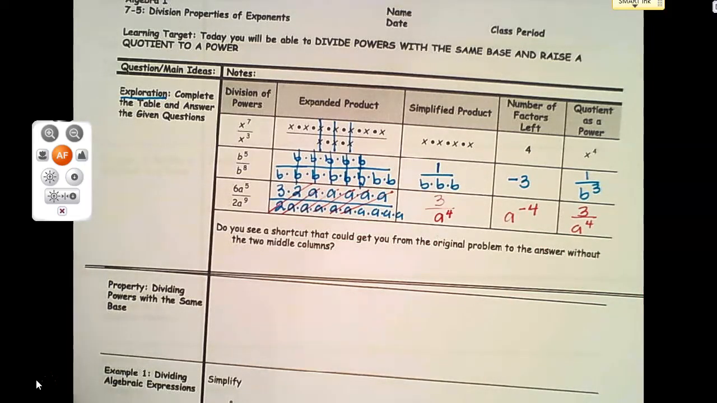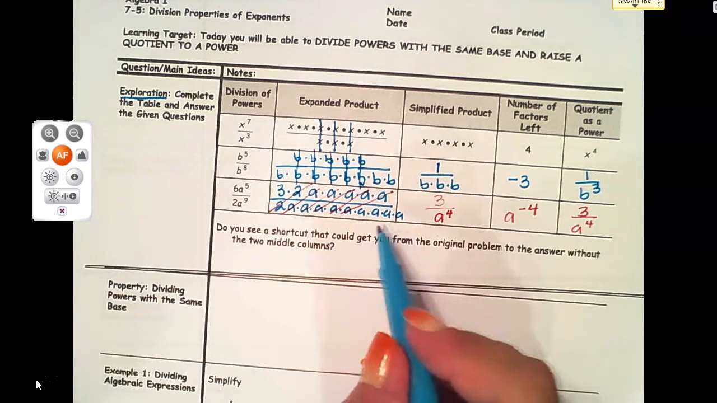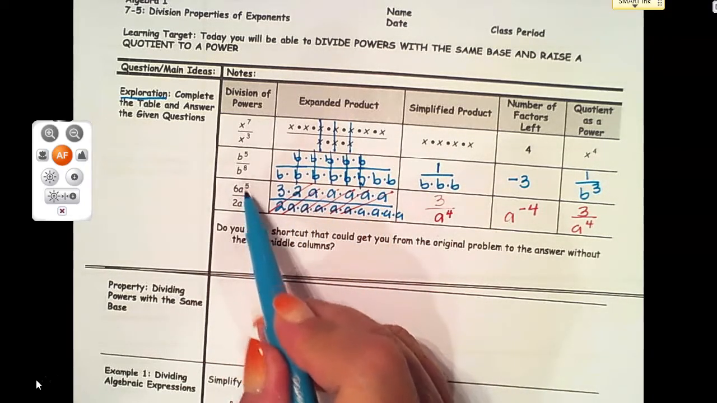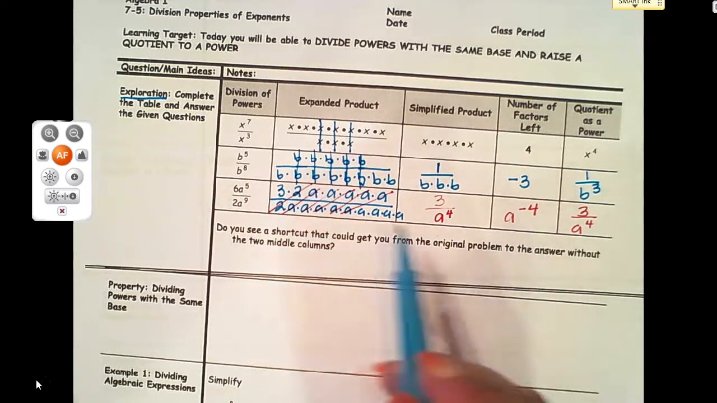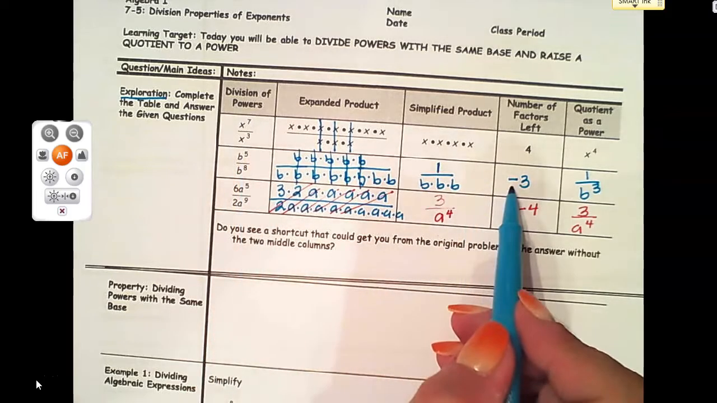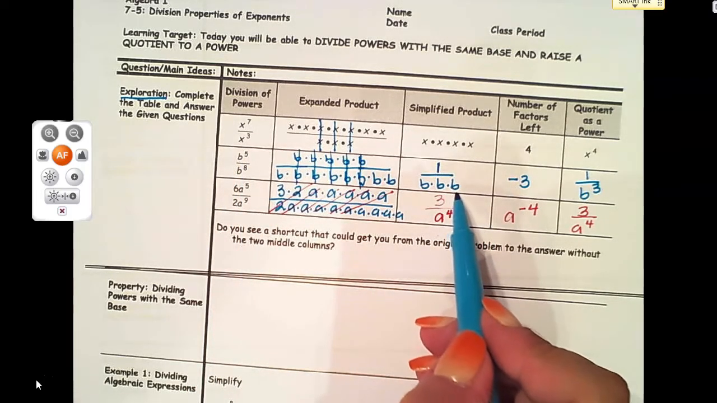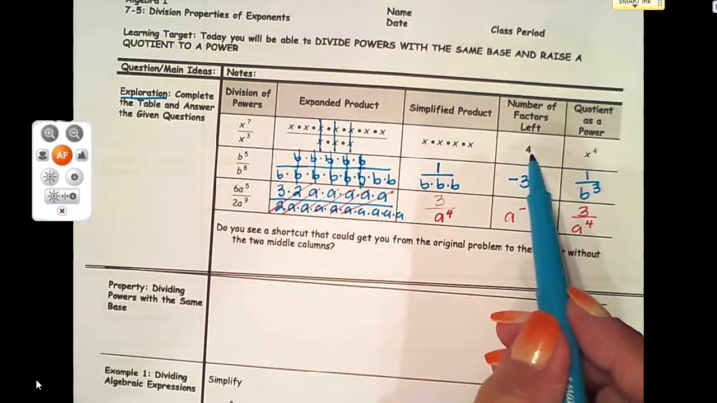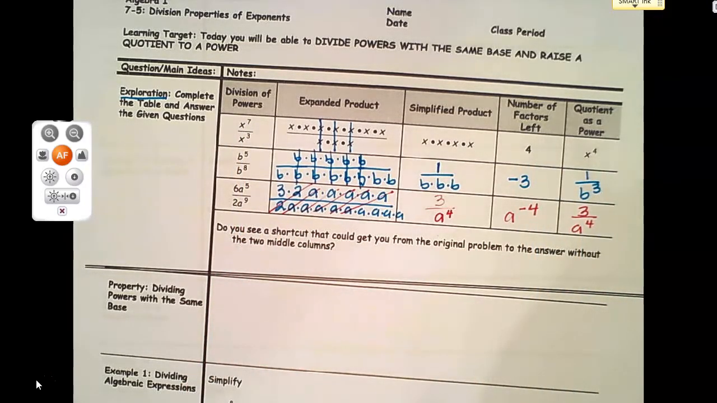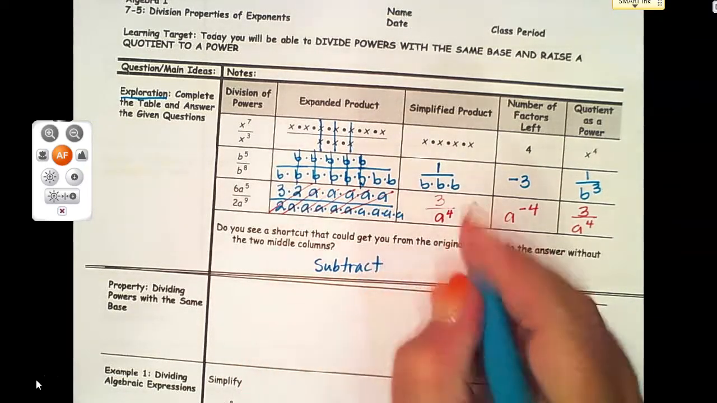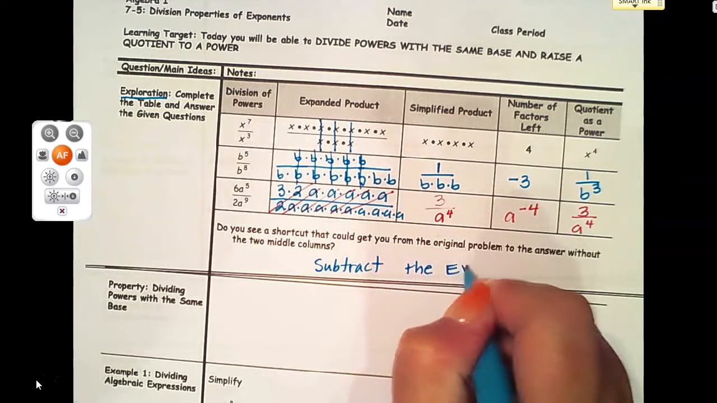So do you see a shortcut that could get you from the original problem to the answer without the middle 2 columns? Hopefully you've been noticing as we've been canceling them out, 5 minus 9 is negative 4, or an a to the 4th that's in the denominator. 5 minus 8 is negative 3, or 3 b's that are in the denominator. When I have the larger number on top, 7 minus 3 gives me a positive 4, so I end up with a positive exponent. So in words, the pattern is that you subtract the exponents.